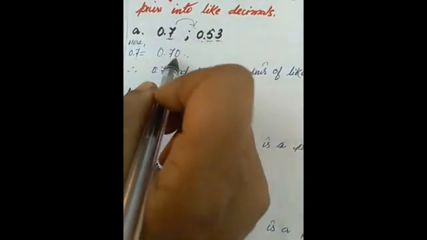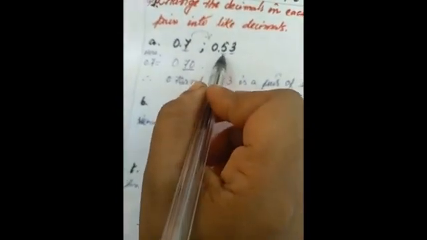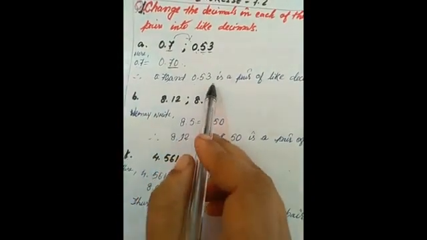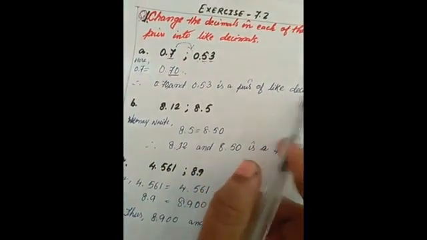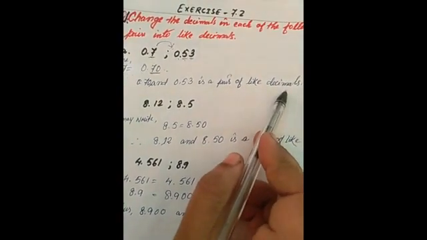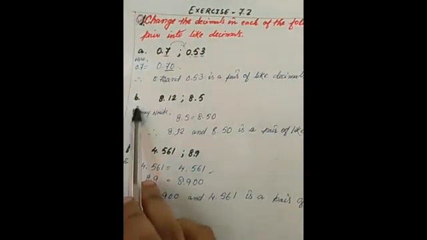As you know the rule, already discussed, we just add the 0 from the right side into the decimal part. So the decimal part is 7, we just add one 0. Now it has become 2 decimal places, and here it is also 2 decimal places. So 0.70 and 0.53 are now a pair of like decimals. Alright, same way for B.